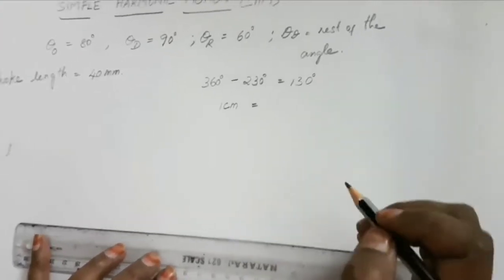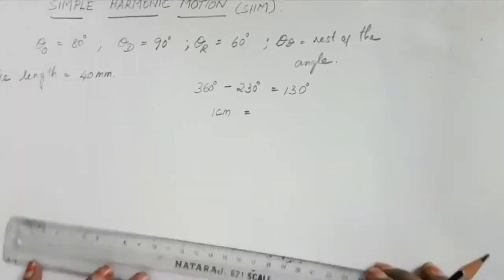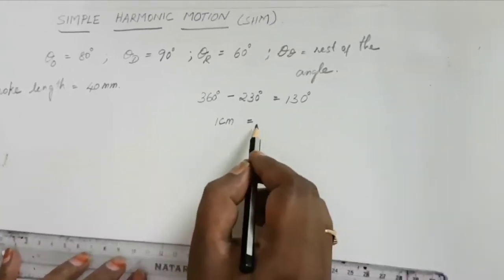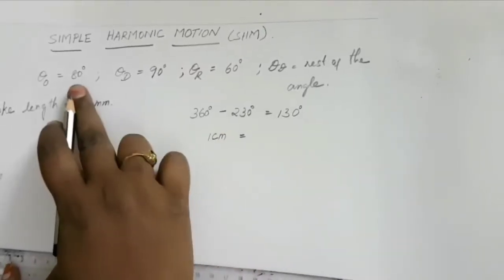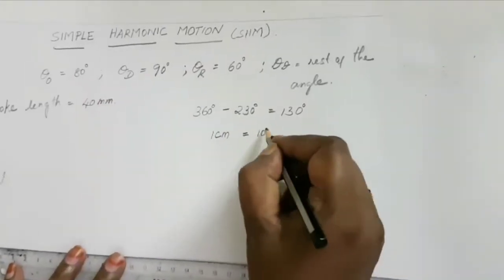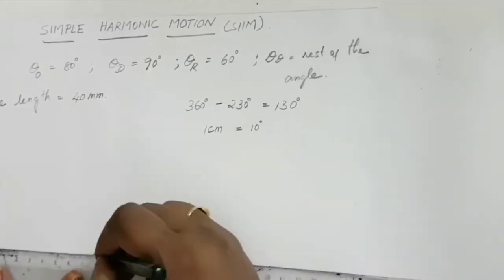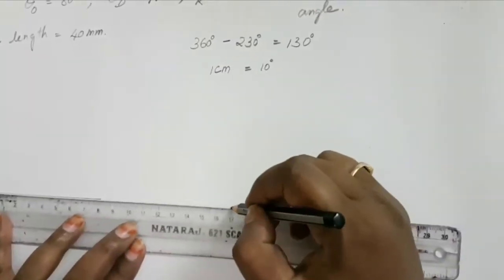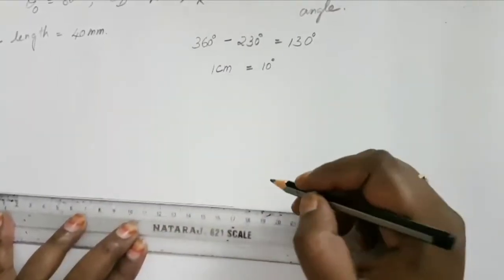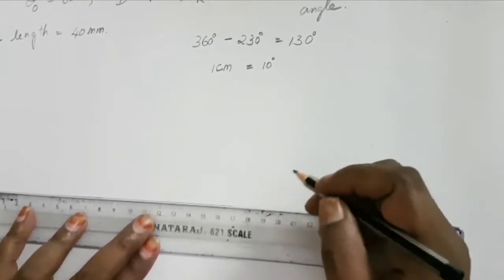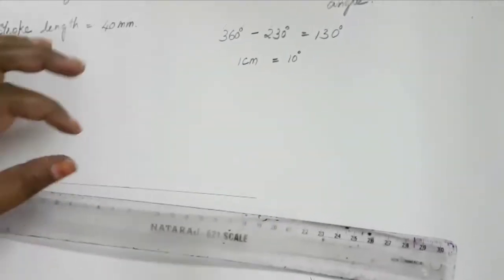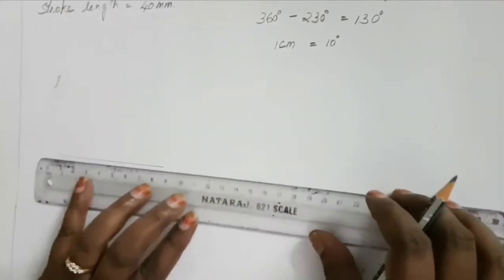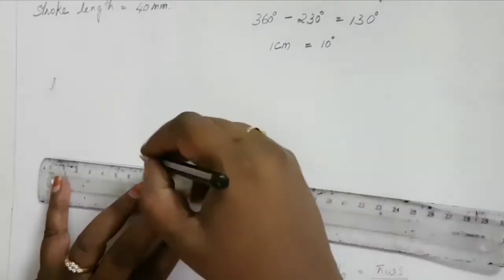As I already told you, you draw the cam rotation horizontally, taking 1 centimeter equal to some value. Take 80 first, then theta D 90, so again draw for 90, and then theta R 60. The dwell is nothing but the follower staying in the same position, so we won't do anything in that particular part.